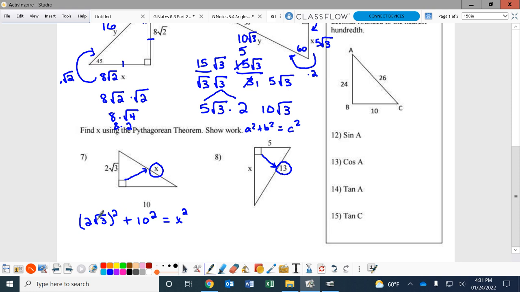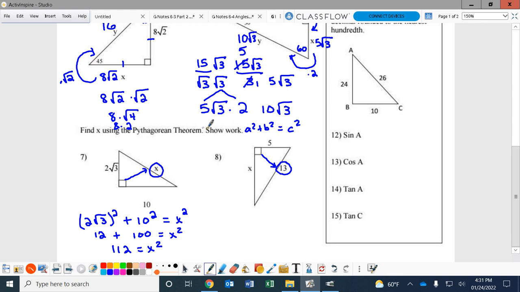2 times 3 square root equals and then square the answer. Or you can just do the outside number twice and the inside number once. 2 times 2 is 4. 4 times 3 is going to put you at 12. Plus 10 squared is going to be 100 equals x squared. That's going to put you at 112 equals x squared.